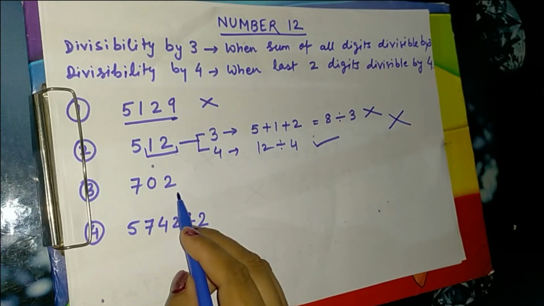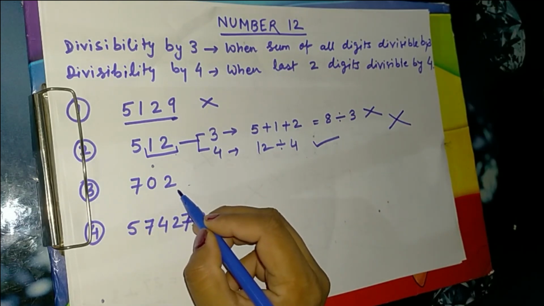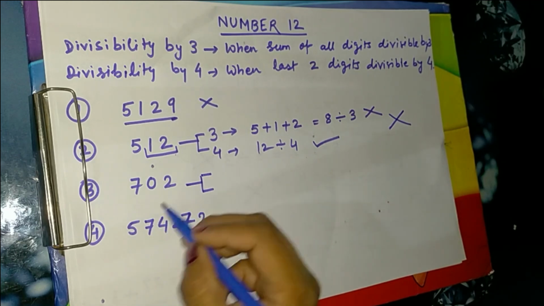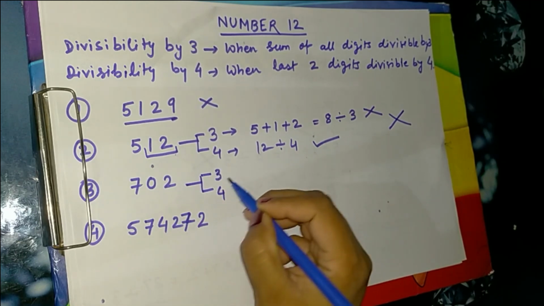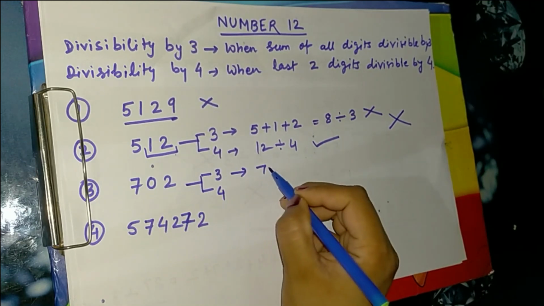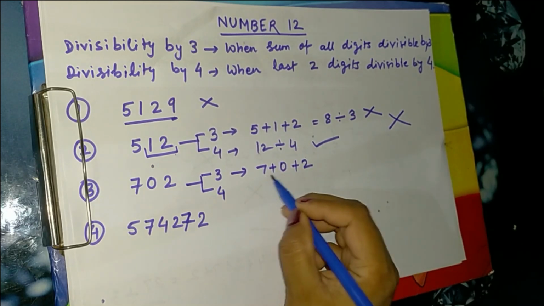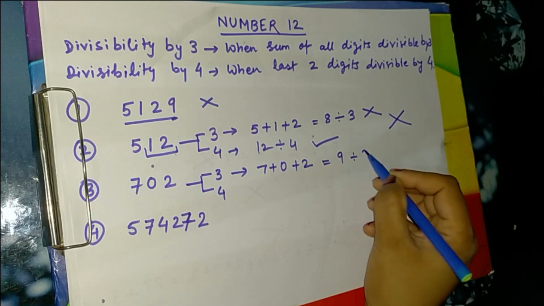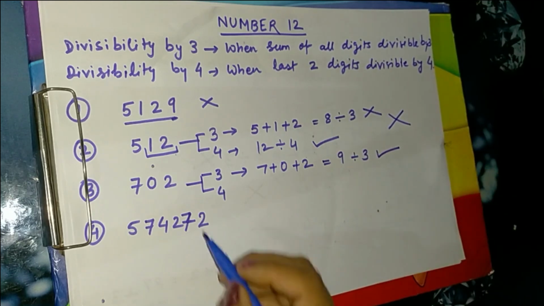Our next number is 702. Here the last digit is an even number, so we need to check this number for divisibility by 3 and 4. When we check for divisibility by 3, we need to add the individual digits of this number. So 7 plus 0 is 7, 7 plus 2 is 9, and we know that 9 is divisible by 3.